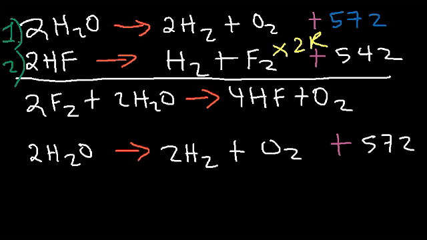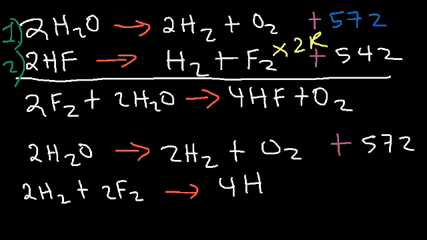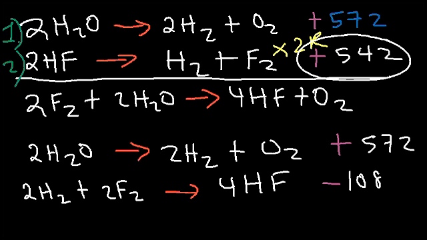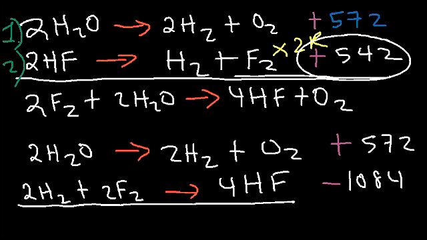So once we reverse it, H2 and F2 will now be on the left side. And if we multiply by 2, we're going to have 2 H2 molecules and 2 F2 molecules on the left side. On the right side, we're only going to have 4 HF molecules. Now, the positive 542 is going to be negative, and we need to multiply 542 by 2, which is going to be 1084. So now let's add the reactions to make sure that it adds up to the net reaction that we want.